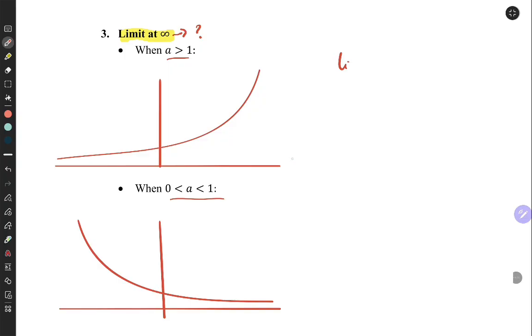A is the base, close. Another one. The value of f of x, I guess. Uh-huh. The y value that it's approaching when x goes to infinity. That is what limit at infinity means: when x goes to infinity, the limit of your function.